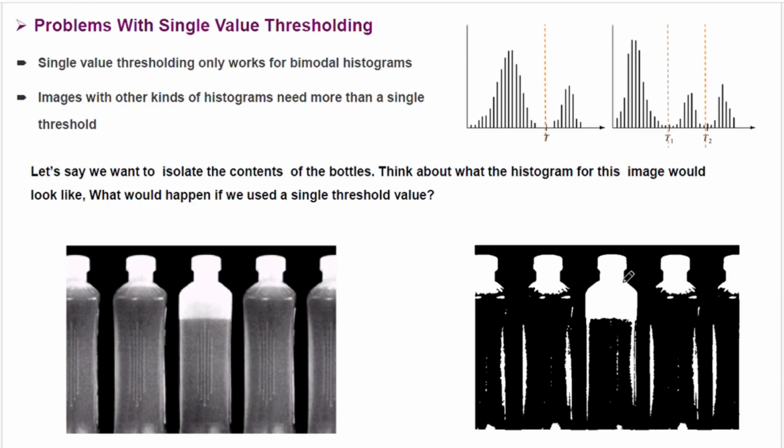So what are the problems with global thresholding? Global thresholding means single value thresholding. What are the problems? Single value thresholding only works for bimodal histograms.